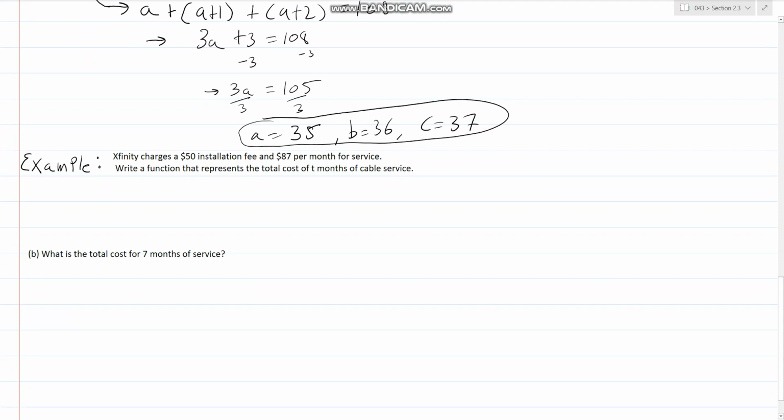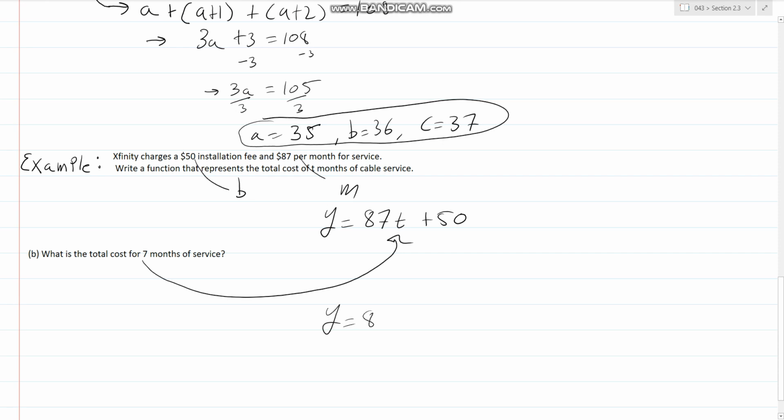Xfinity charges $50 installation fee and $87 per month. Write a function that represents the total cost. So the installation fee is the y-intercept. The $87 per month is the slope. So I'd have y equals 87 times x, or we could use t, plus 50. And for the 7 months, I can plug that in there. So I'd have y equals 87 times 7 plus 50. And it doesn't look like we'll have time to do that, but you can just calculate that yourself.